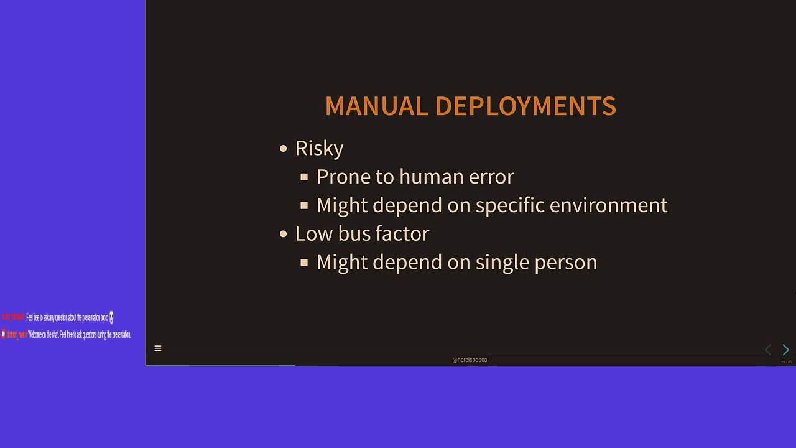But of course, it's quite risky. You have human errors which can occur. It can depend on specific environments. So if developer A does the build, it probably is not the same as if developer B does the build, because they have different environments. And you might also depend on specific versions.